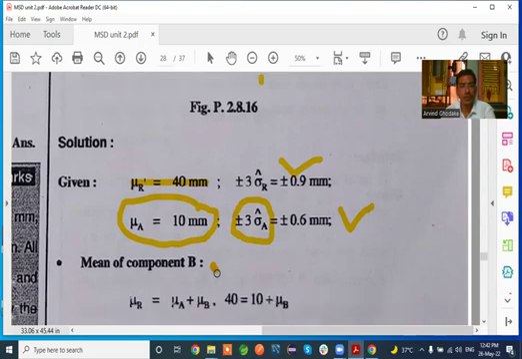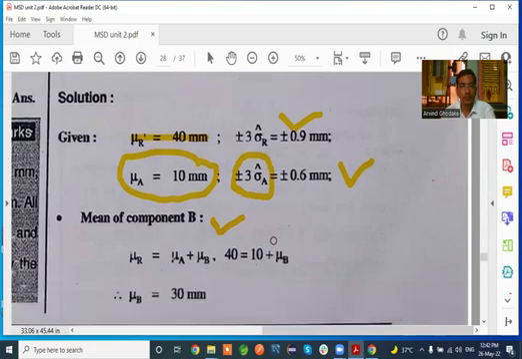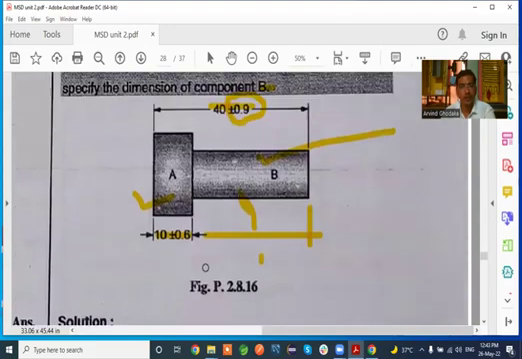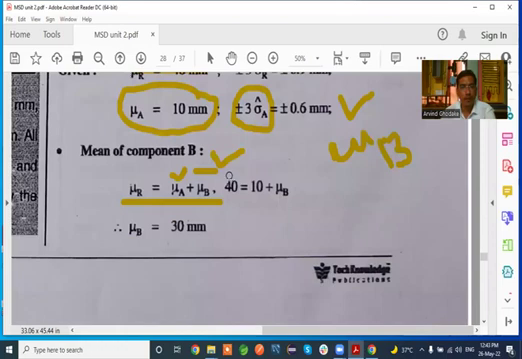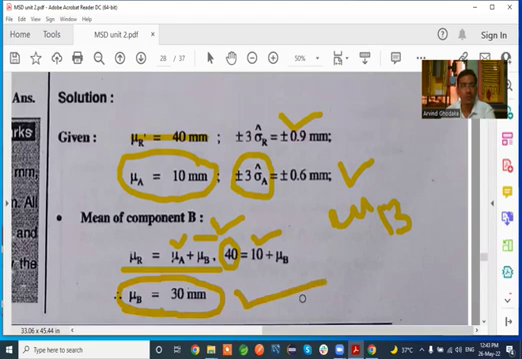Therefore, our aim is to find out the mean of the component B, that is mu B. So we have the equation: mu r is equal to the sum of the mean of component A and component B. So the resultant mean will be the sum of the component A and component B means, because the assembly is made by the combination of component A and component B. Therefore, mu r is 40 mm, and mu A is 10. Putting in the values, we get mu B equal to 30 mm. That is nothing but the mean of the component B.